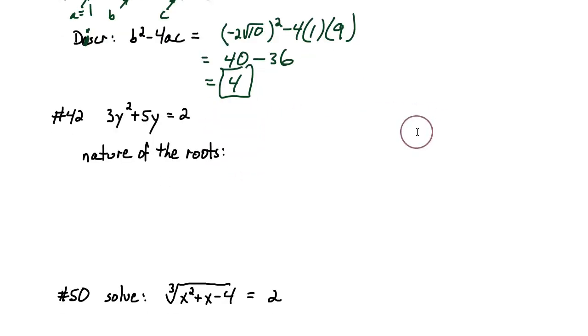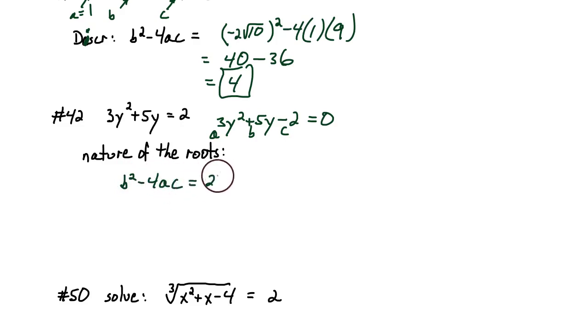Number 42, we have an equation and we're asked about the nature of the roots, meaning are they real roots, rational roots, or what's going on? Well, let's put this in standard form. So we have 3y squared plus 5y minus 2 is equal to 0. Now we see a is 3, b is 5, c is the negative 2. Let's find our discriminant.